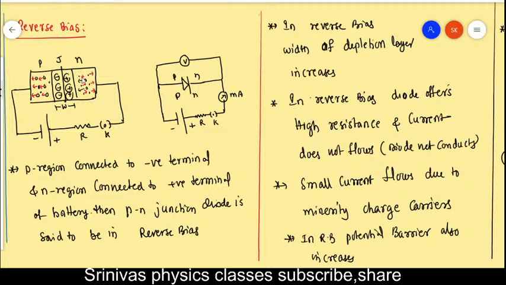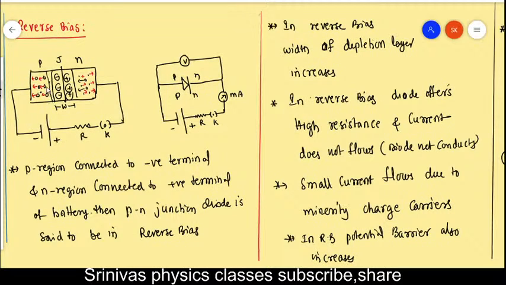That's why there are no electrons and holes crossing the junction. That's why this becomes an open circuit. Movement of electrons and holes does not occur, and in the open circuit current does not flow. The net current in the reverse bias becomes zero. In the reverse bias, the diode does not conduct.